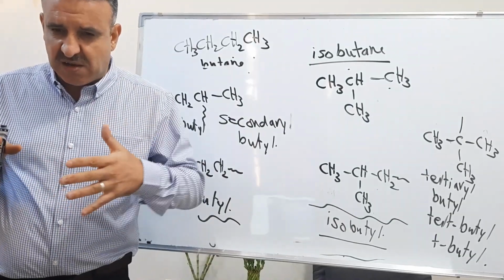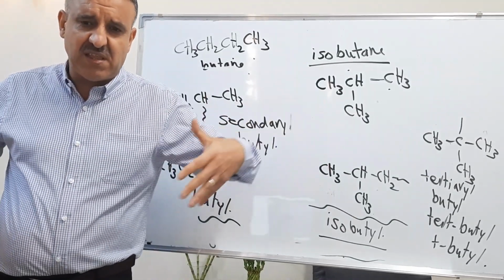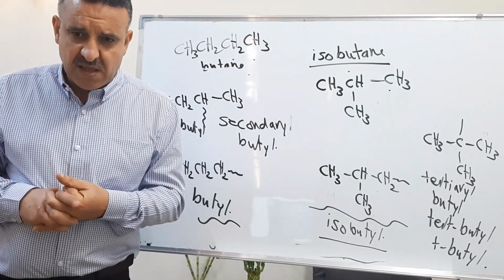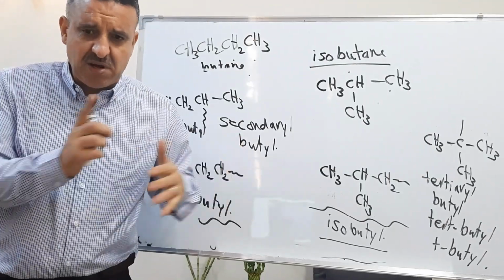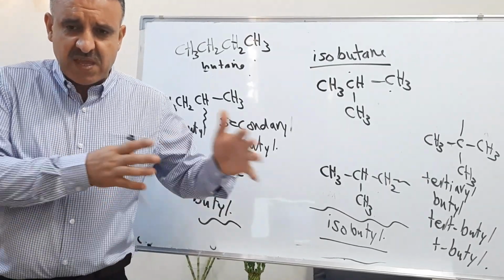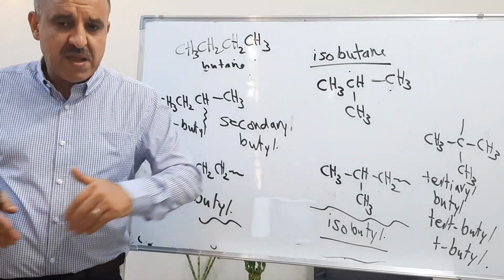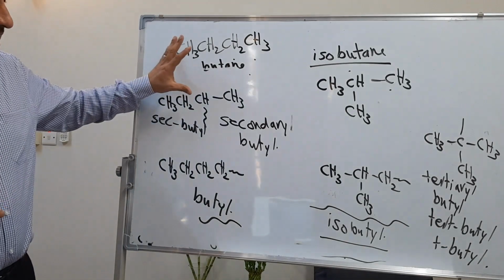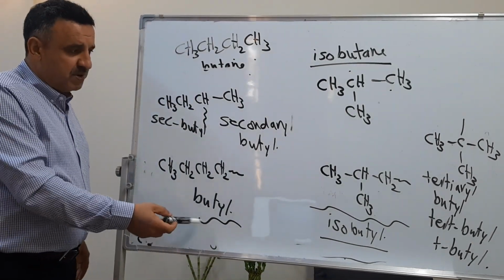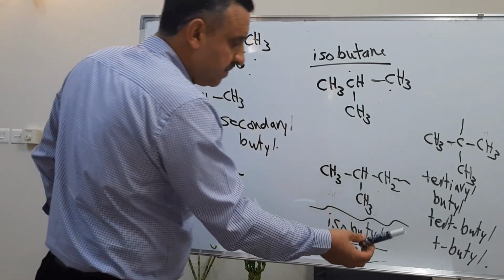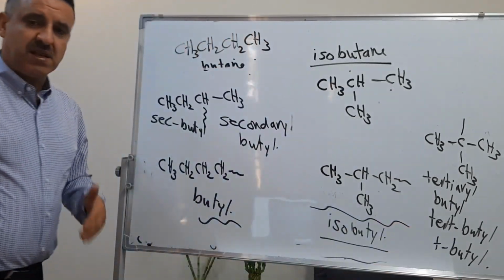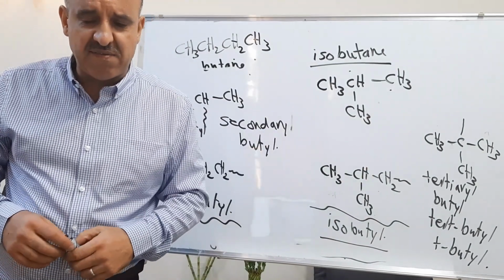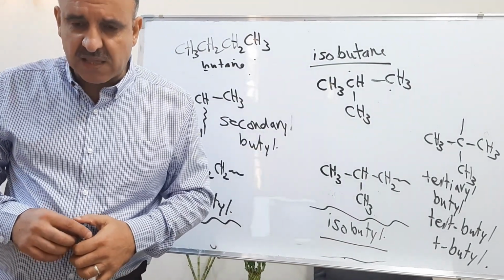Now you can see that as the number of carbons increases, the possibilities for alkyl groups increase further. For example, methane has only 1 alkyl group, the methyl. Ethane has only 1 alkyl group, the ethyl. Propane has 2, propyl or isopropyl. Butane has 4: butyl, secondary butyl, isobutyl, or tertiary butyl. With more carbons, we will have more and more alkyl groups.